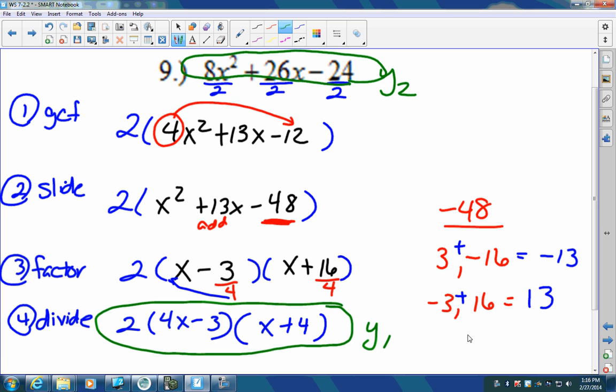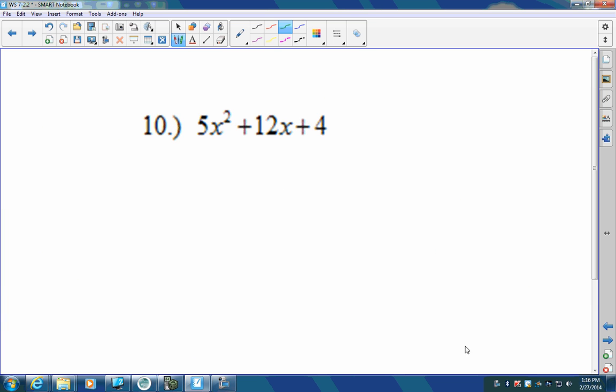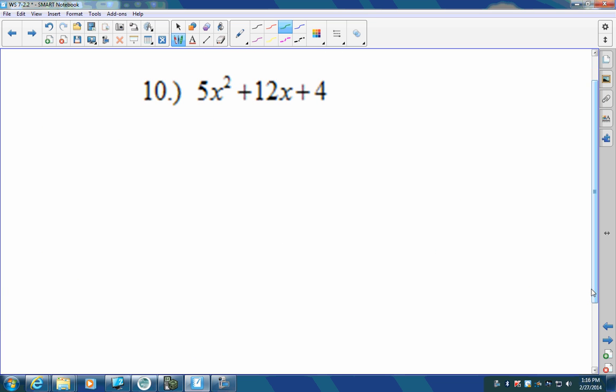All right, let's try number 10. Okie dokie. Step 1. What is that? GCF, right? Go to the lowest number. Does 4 go into 12? Yes. 4 go into 5? No. So you're right. The lowest, the GCF is a 1. If it's a 1, we don't do anything with it. So we don't worry about it.